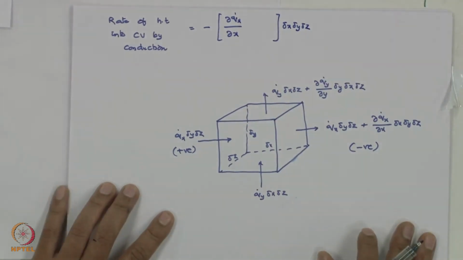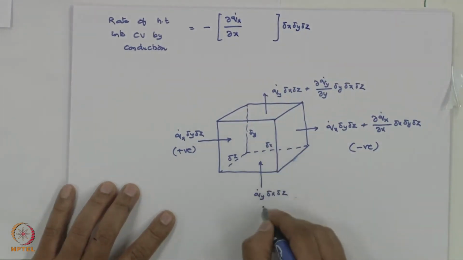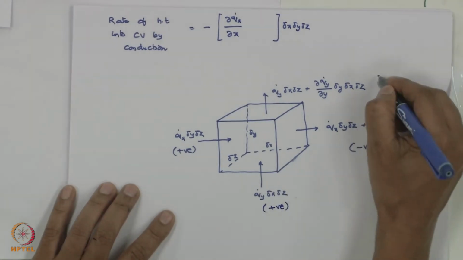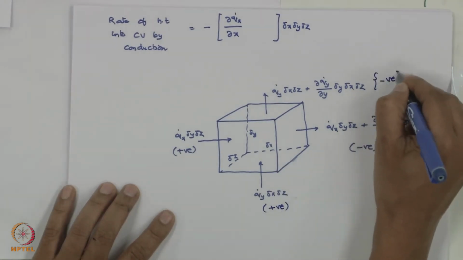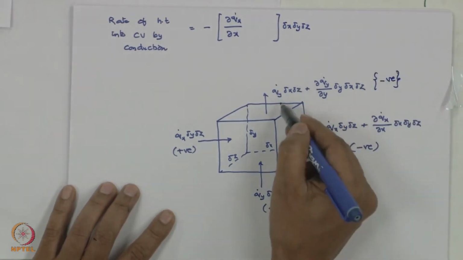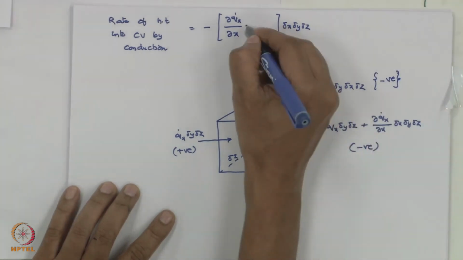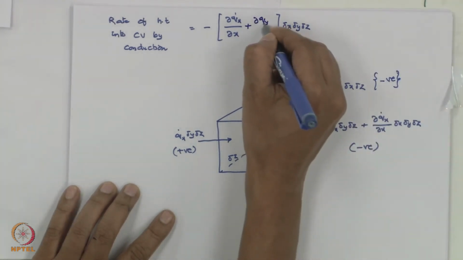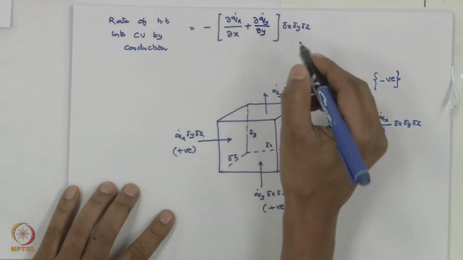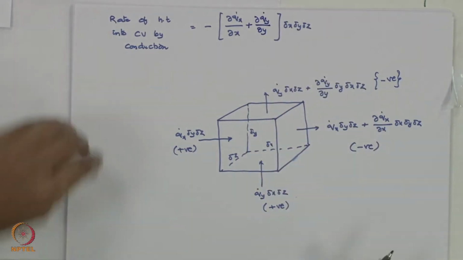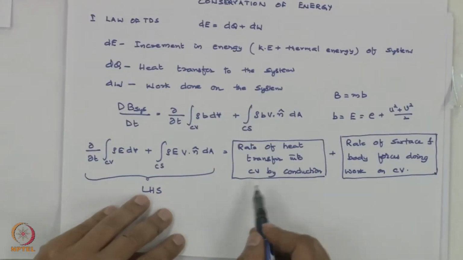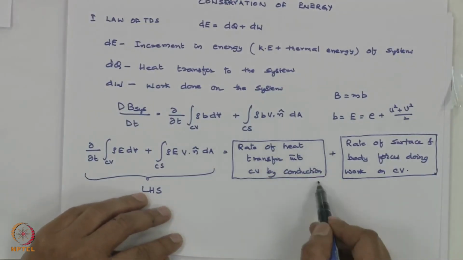Okay. And in the y direction, this would be positive and this would be negative. So you have this term getting cancelled out. So you have del qy dot upon del y plus del qy dot upon del y into delta x, delta y, delta z. So we just completed rate of heat transfer into CV by conduction.